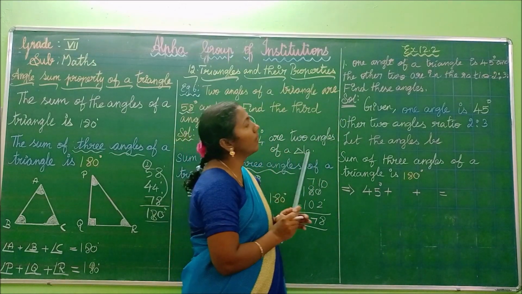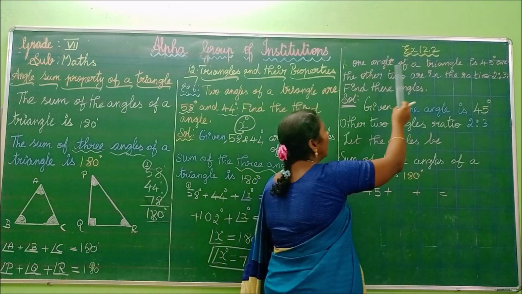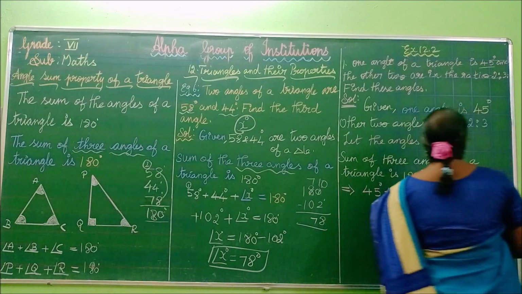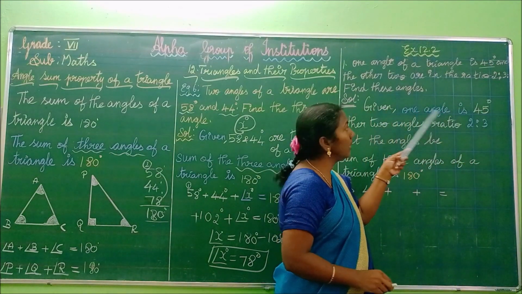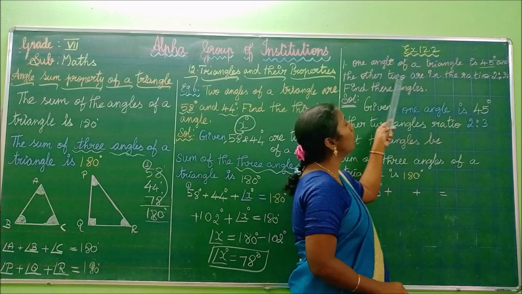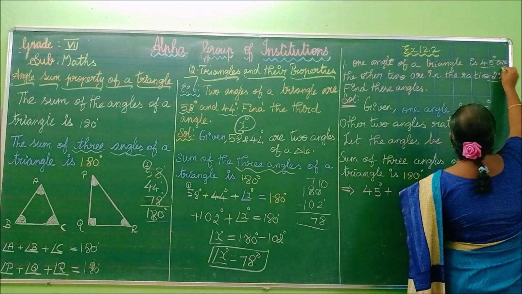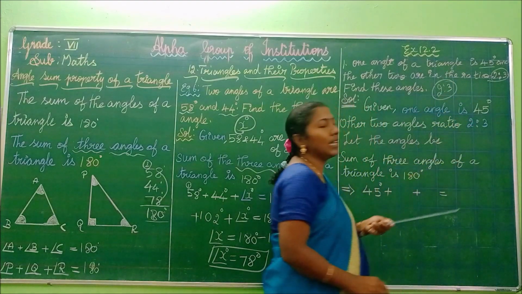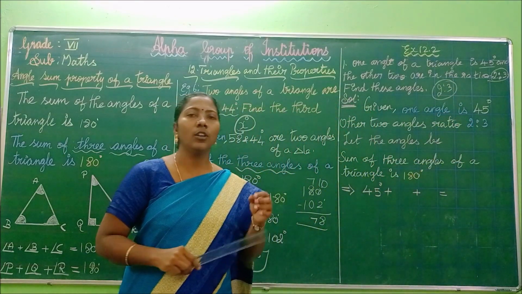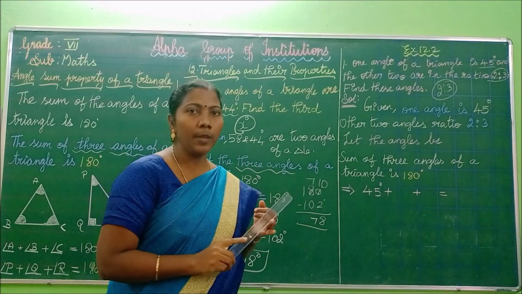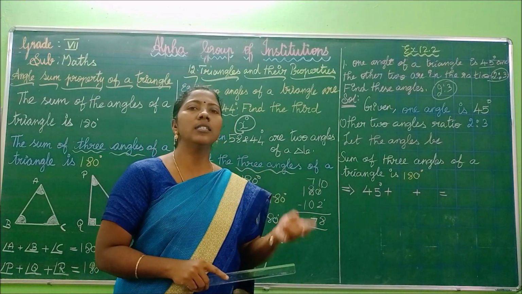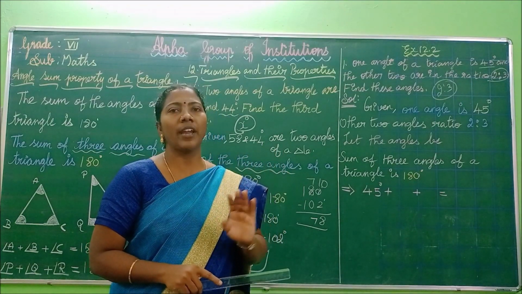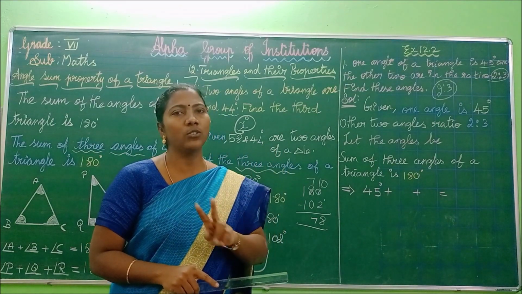First question. Read the question. One angle of a triangle is 45 degrees, and the other two are in the ratio 2:3. Find these angles. What are the data given in the question? One angle is 45 degrees, and the other two angles are in the ratio 2:3. We have to find these two angles.